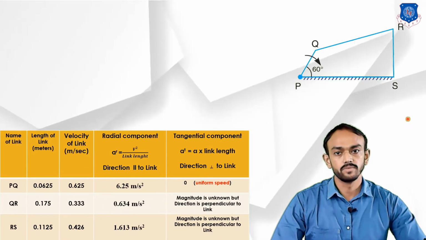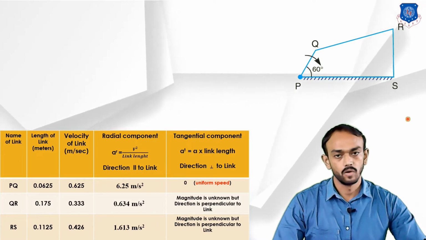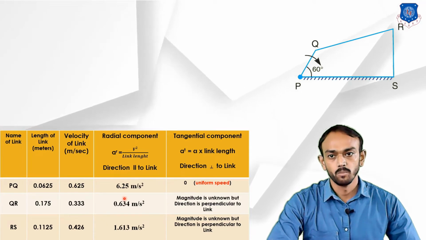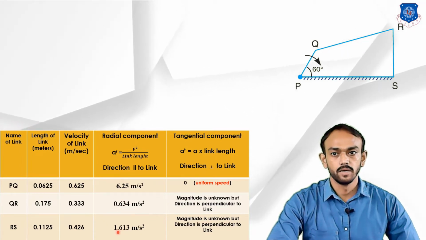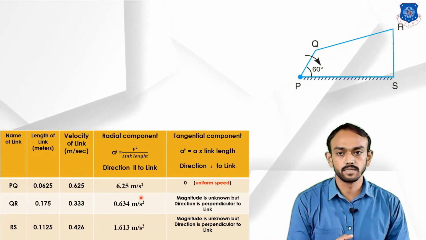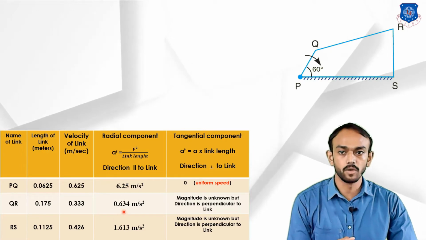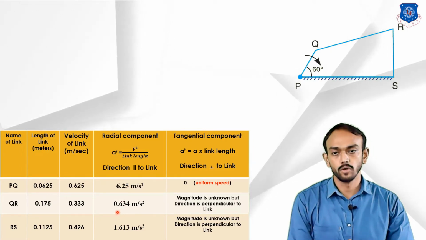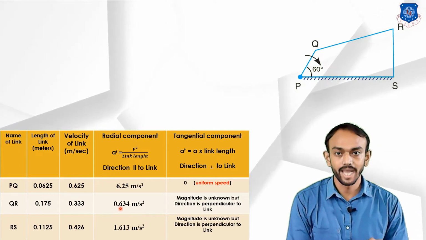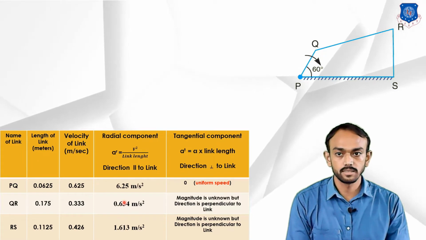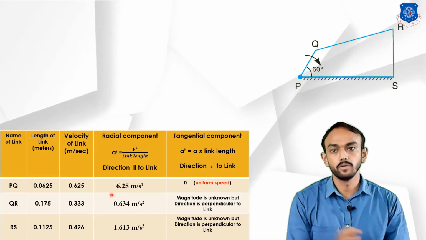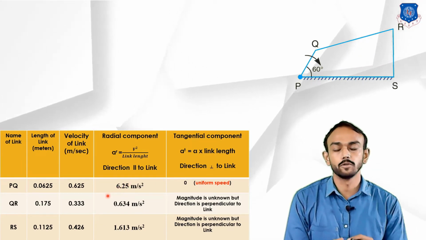Okay. First we have to decide the scale. As you can see on the screen, 0.625, 0.634 and 1.6. So our scale should be suitable for all these three dimensions. The largest is 6.2 and the smallest is 0.634. So our scale will be 1 meter per second squared equal to 10 mm. Okay, I know this smallest component will be very small, but with respect to the larger one, we have to take this scale, 1 meter per second squared equal to 10 mm.